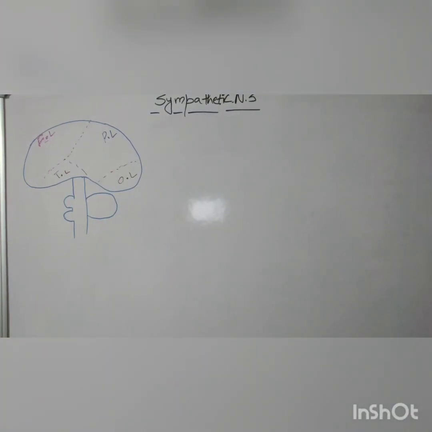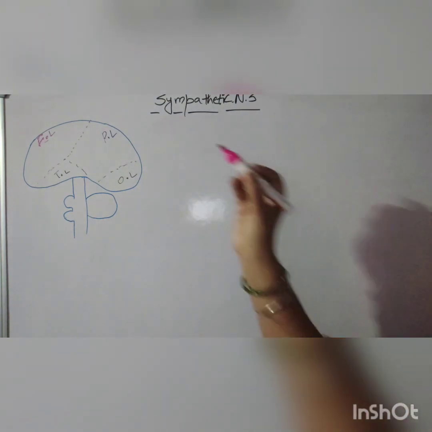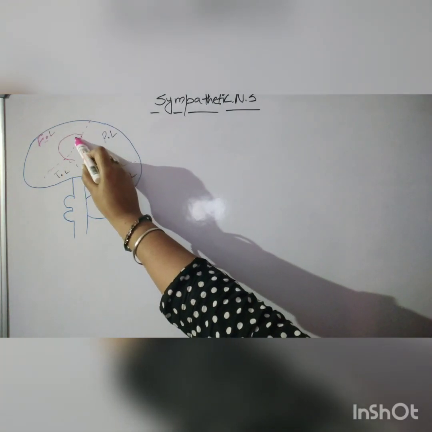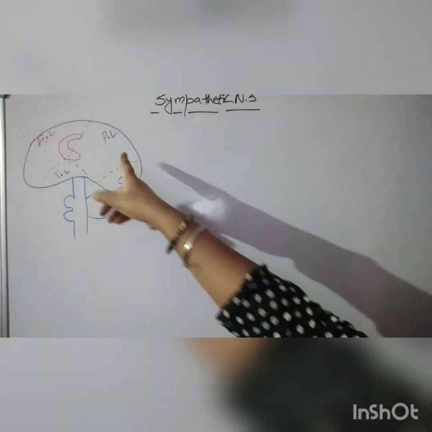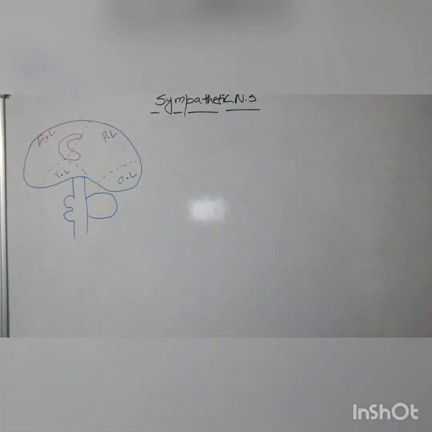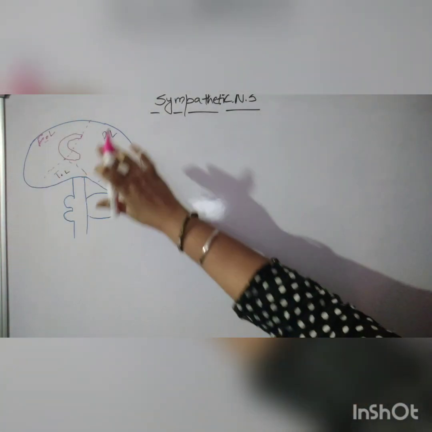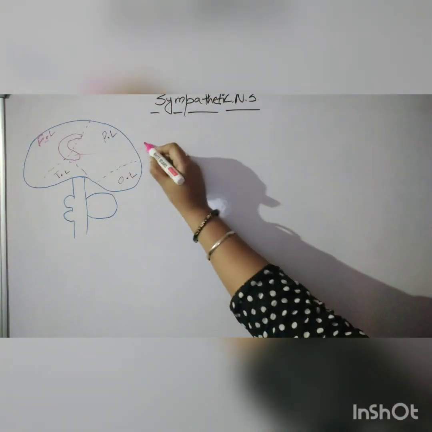Somewhere here is our limbic system. We have already discussed the limbic system and the components by which we can describe it. This is your cortex. The parietal lobe receives the sensory signals, and this is your frontal lobe. This is your occipital lobe, parietal lobe, temporal lobe. Here lies the limbic system.